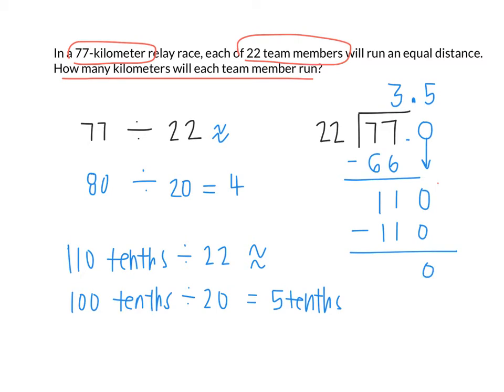So sometimes if the context calls for it, we have to keep regrouping and keep dividing into the decimals so that we don't have a remainder anymore. So what's the answer? How many kilometers will each team member run? 3.5 kilometers.